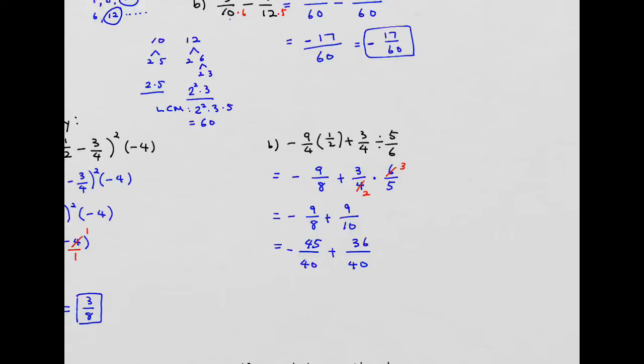And these two numbers are opposite. One is negative, one is positive. So bigger number minus smaller number, and you get the sign from the bigger number. So your solution would be negative 45 plus 36, right? So that will be negative 9 over 40. And since you cannot reduce, that must be the solution for that problem.